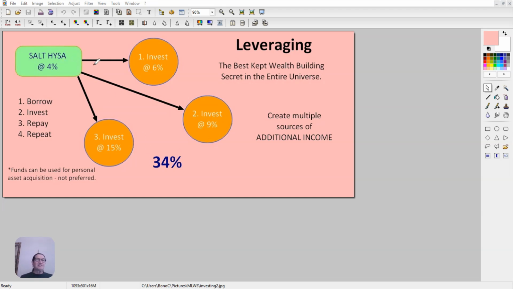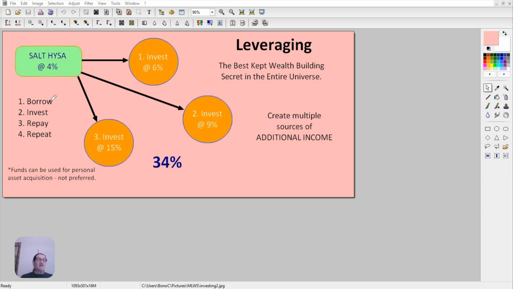And in our example, when we add all this up, my money that I had sitting in the HISA, which I now split up in various different venues, which I got 4% on, in total, I am now earning instead 34% on my money. 15% on one, 9 on another, 6 on another, 4 on the HISA. This is how wealth is created. This is how you create additional sources of income, additional sources of revenue.